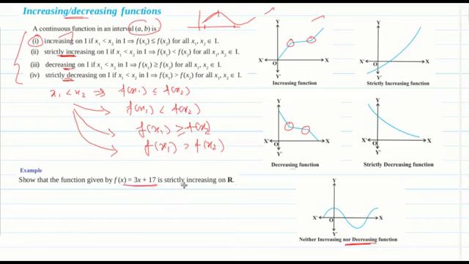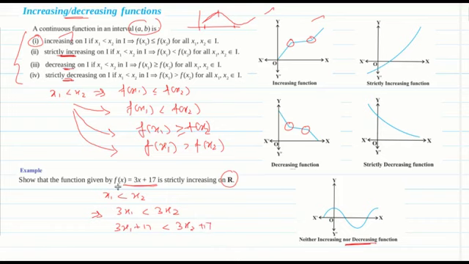is strictly increasing on R in this domain. Okay children, I take two numbers, one is x1 less than x2. Now see that I am going to multiply 3 on both sides. That means 3x1 less than 3x2. And then I am going to add 17 on both sides. That means 3x1 plus 17 less than 3x2 plus 17.